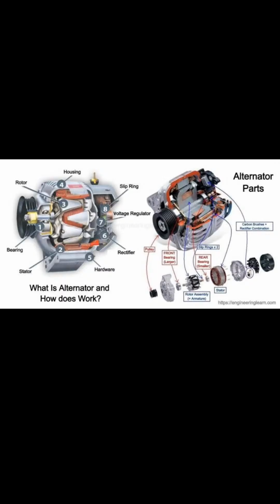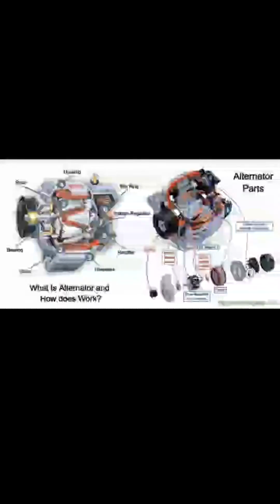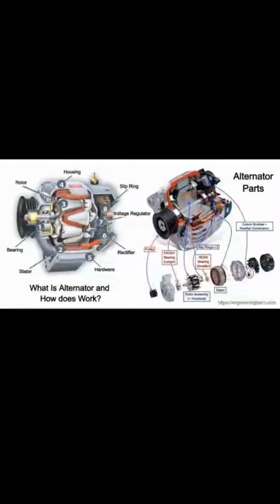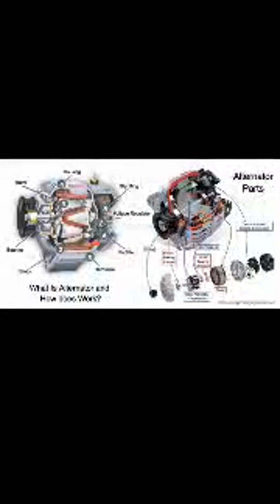Tapered roller bearing can take: A, radial load only; B, axial load only; C, both radial and axial load and the ratio of this bearing less than unity; D, both radial and axial loads and the ratio of this bearing greater than unity.